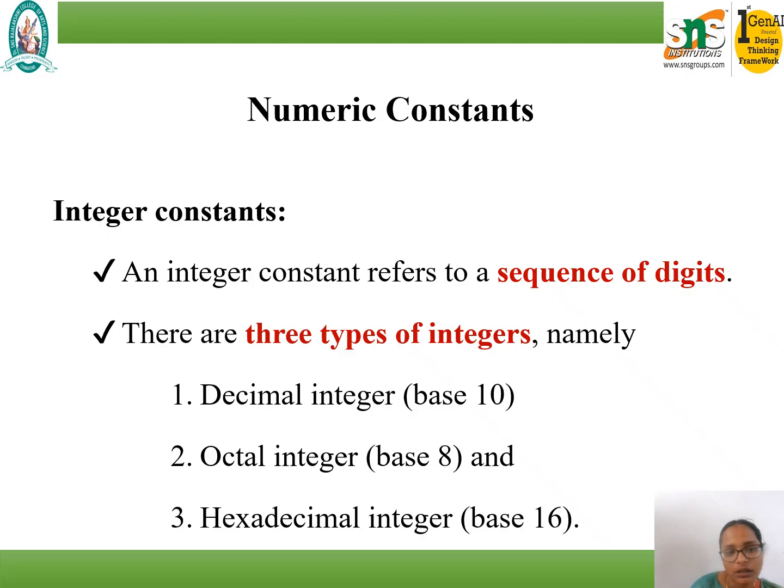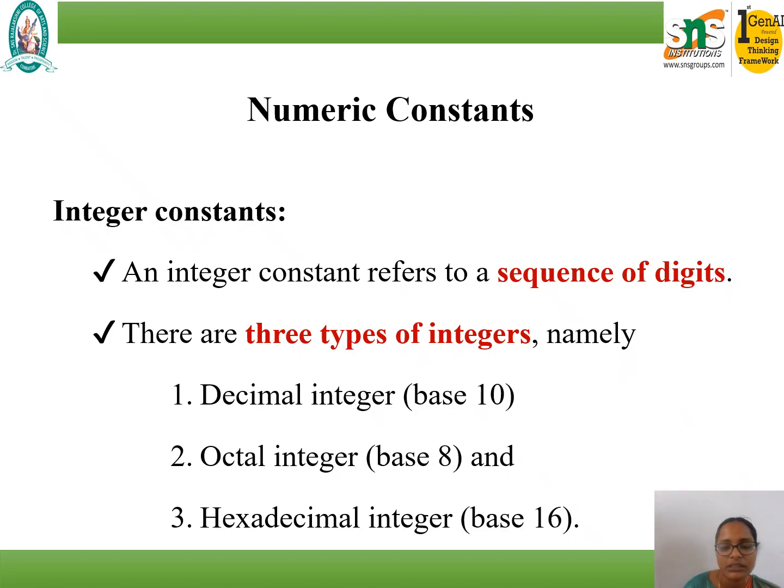Numeric constants are split here. First we'll take the integer constant. Here it takes a sequence of digits from 0 to 9. Any kind of sequence will be taken here. We have three types of integers: decimal, octal, and hexadecimal.